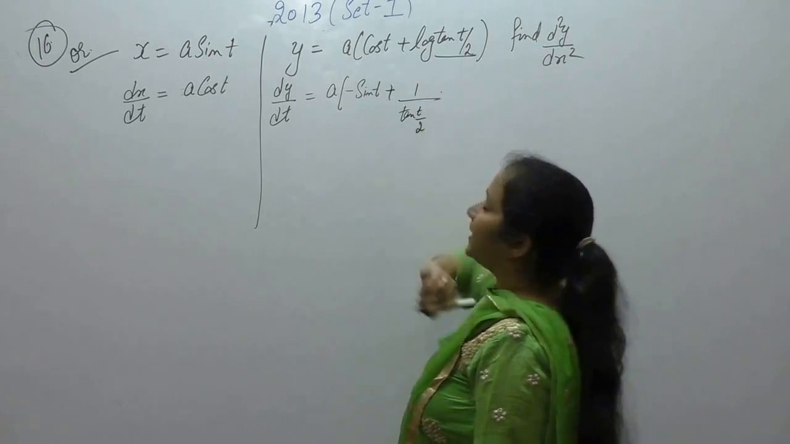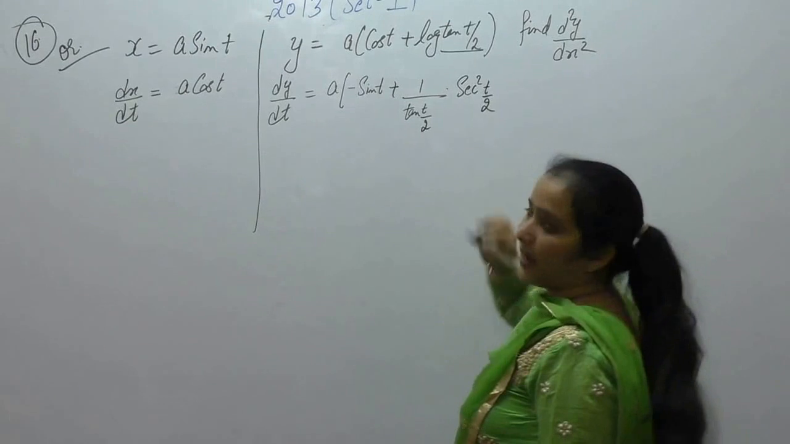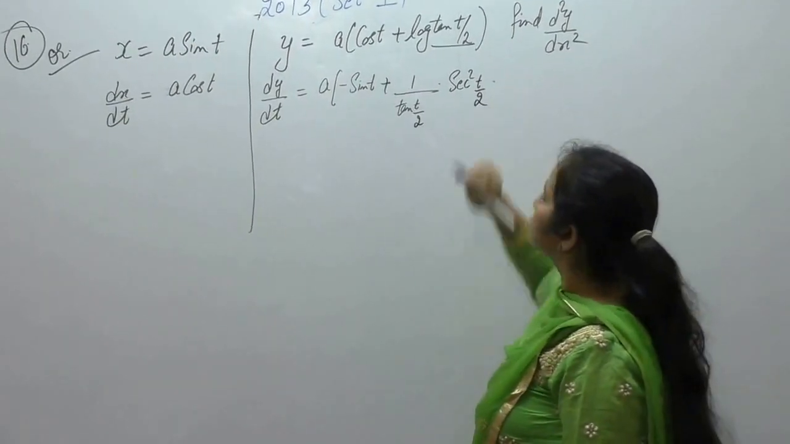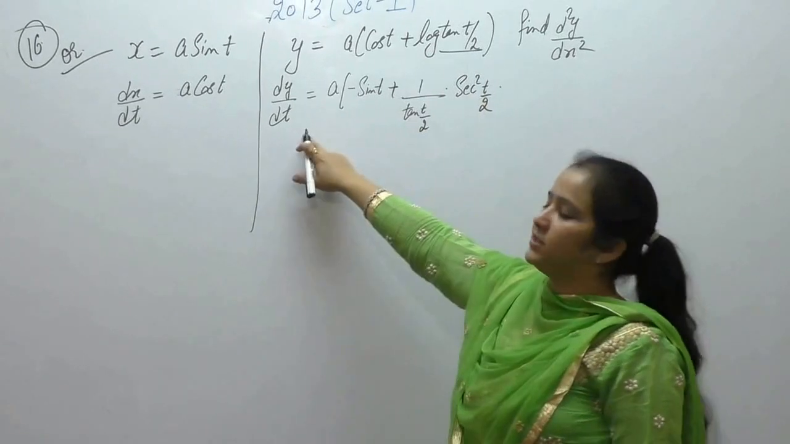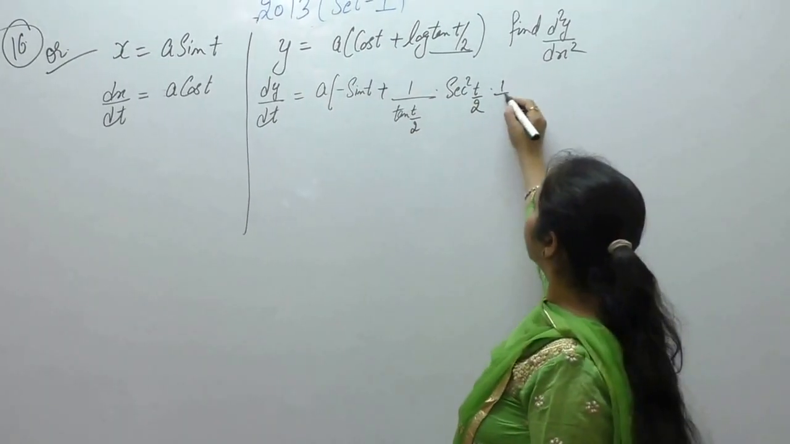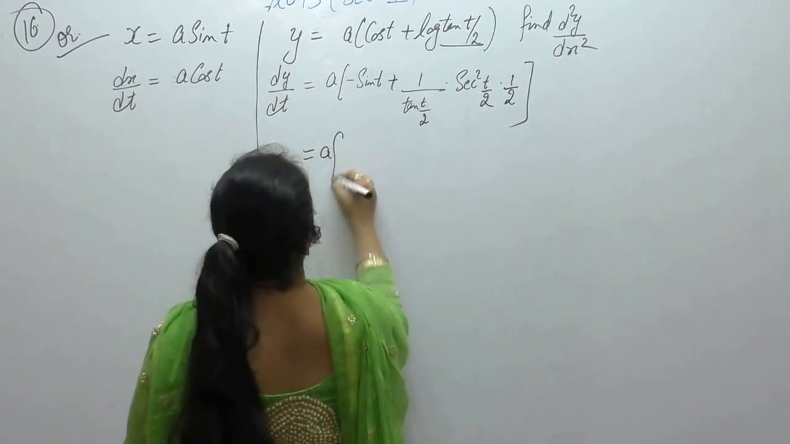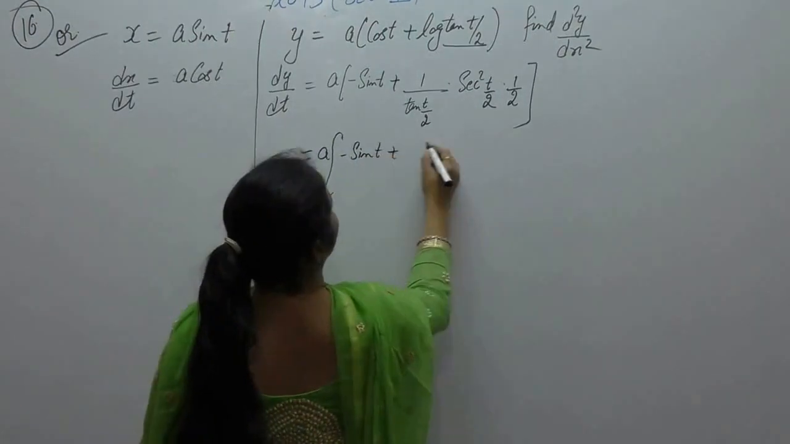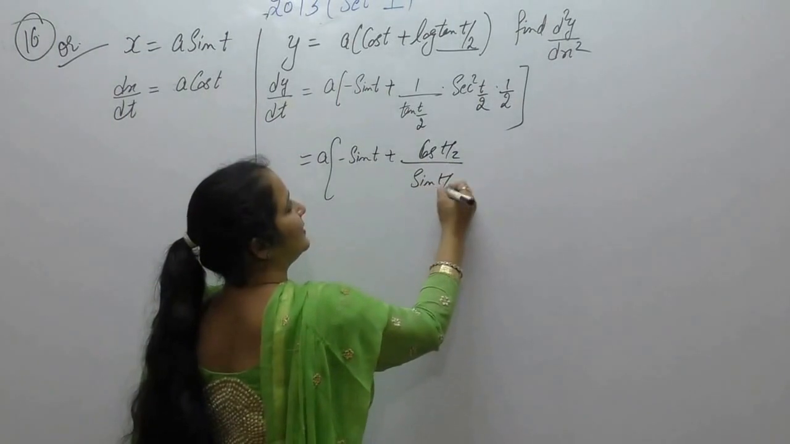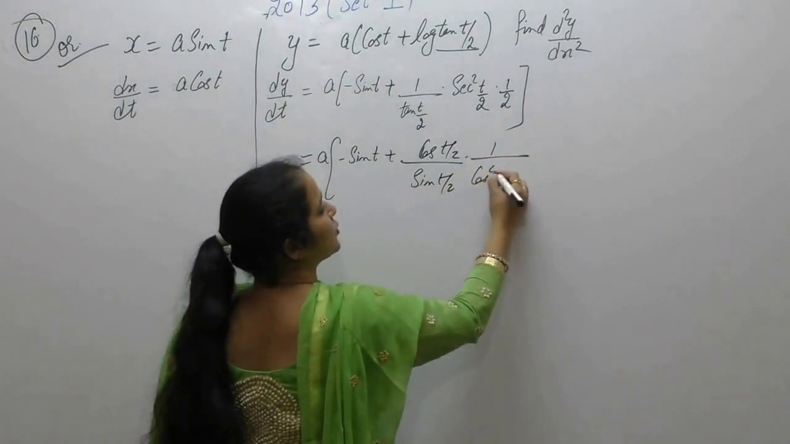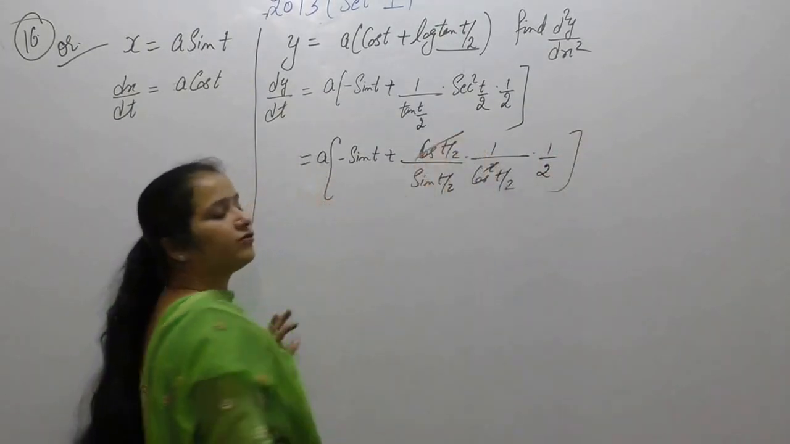Derivative of tan is sec square x, but x here is t by 2. So again we have to take the derivative of that. Derivative of t with respect to t is 1 and 1 upon 2. Clear? Now instead of this we can write it as minus sin t. Tan is sin upon cos. So cos sin. Sec square is 1 upon cos square. T by 2, 1 by 2. 1 power of cos will cancel.